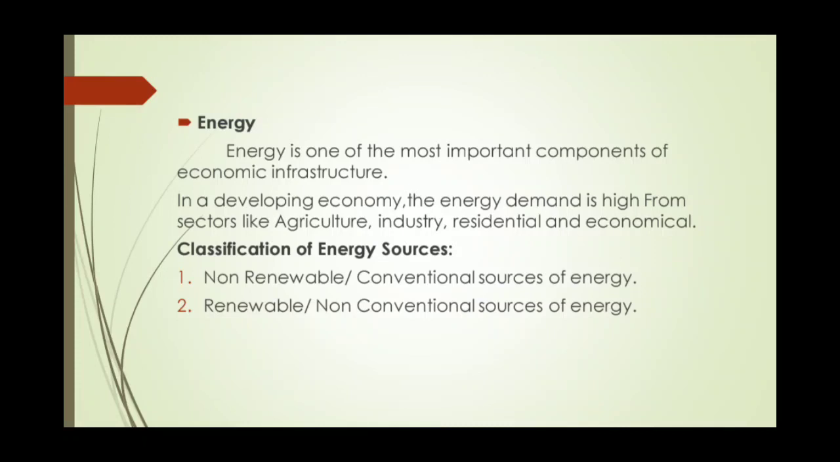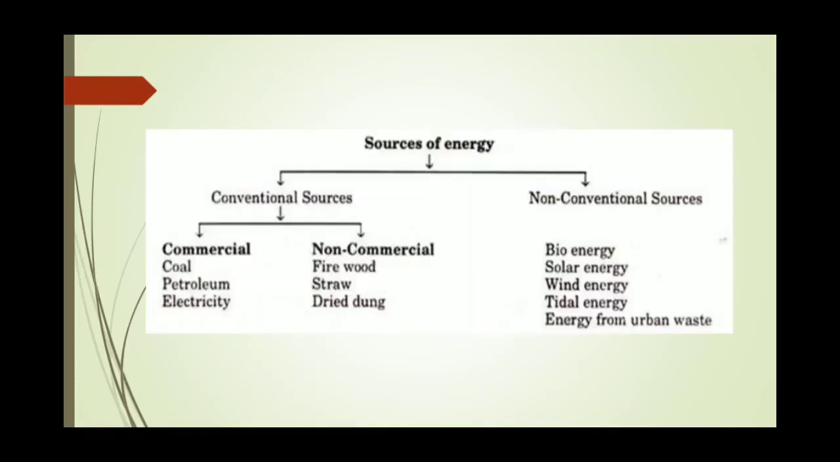for mankind. These energy resources are classified into two types based upon their usability. The sources of energy are mainly divided into two types: conventional sources and non-conventional sources. Otherwise, we call conventional sources non-renewable energy sources, and non-conventional energy sources are also called renewable energy sources. Again, the conventional sources are classified into two types: commercial and non-commercial.